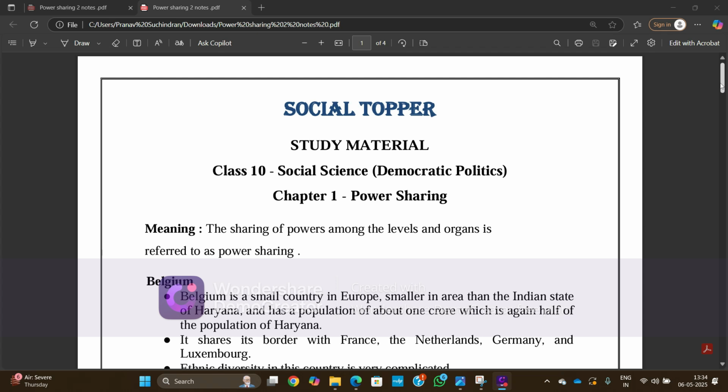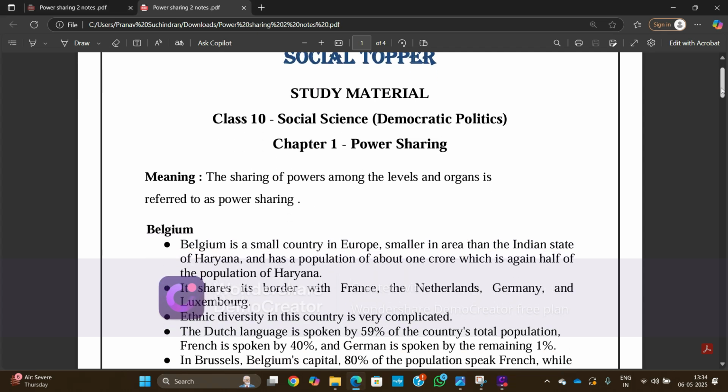So, as given in our textbook, let us look at the cases of two countries and how they dealt with power sharing. This would make us understand why we need power sharing and its greatness. First, let us look at Belgium. Belgium is a small country in Europe, smaller in area than the Indian state of Haryana. It has a population of about 1 crore, which is approximately half the population of Haryana. It shares its border with France, the Netherlands, Germany, and Luxembourg.